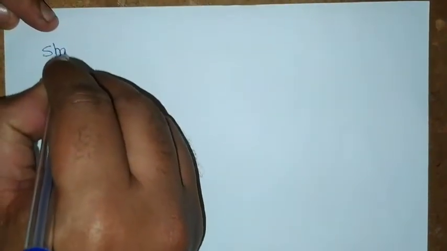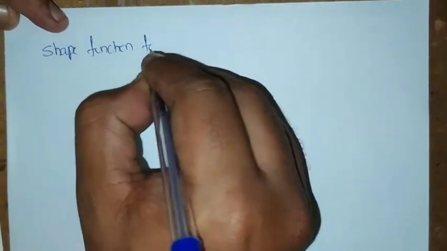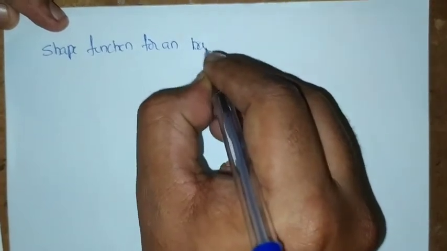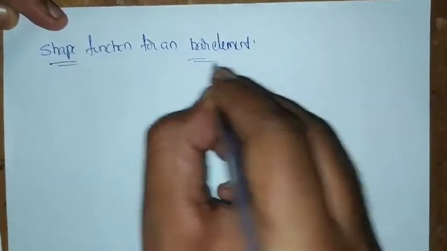In the previous section, we discussed how the shape functions are found in global and local coordinates. Today we will find the shape function for a linear bar element, nothing but a one dimensional element, and see how the shape functions are defined.